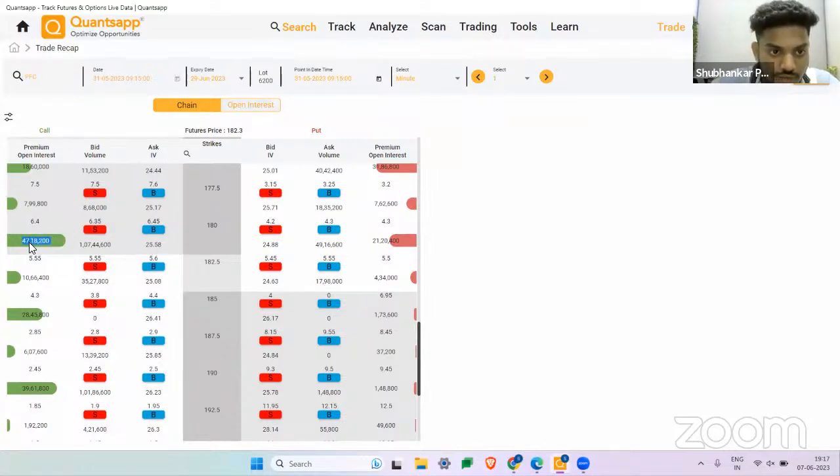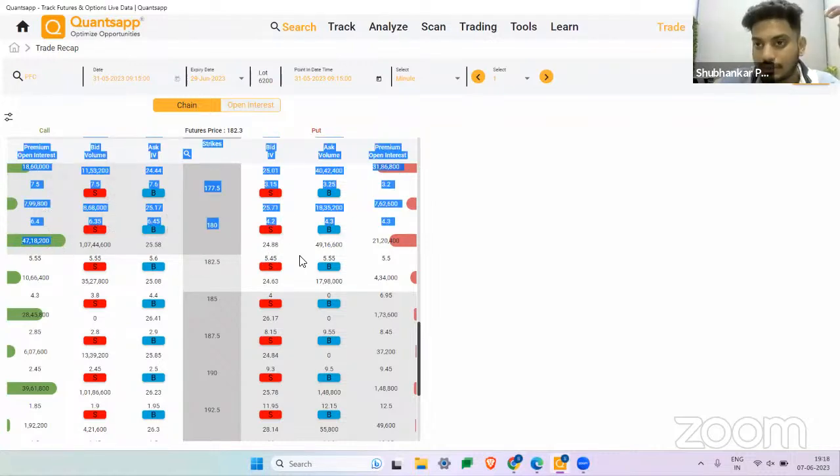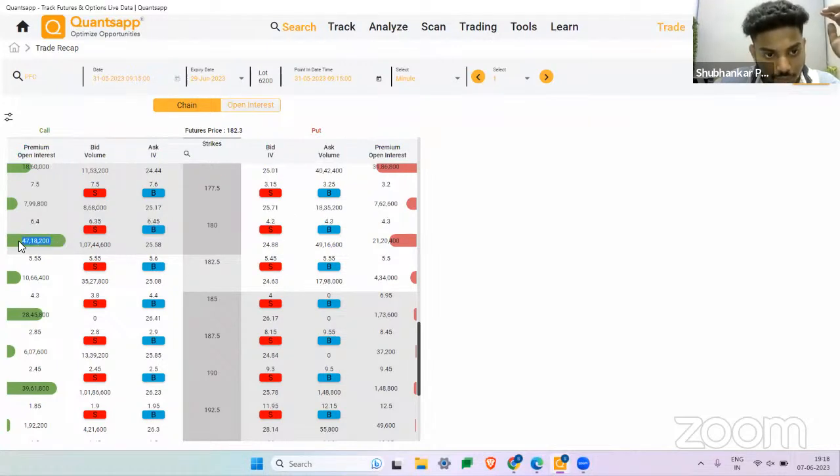This is trying to show us the data of 31st of May at 9:15. This is what was happening with PFC. 182.3 is the price of PFC, which is above the highest call. Where is the highest call? The highest call is at 180. So the majority of people have sold the 180 strike price call option.